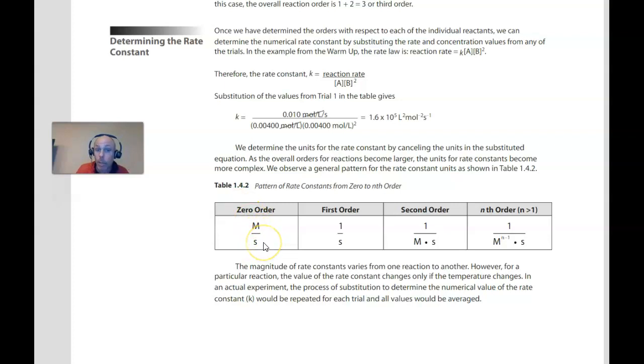0 order, molarity is to the minus 1. If it's first order, it's just 1 over seconds. There is no molarity. Or we could argue it's molarity to the 0. First order is molarity to the 0, whereas 0 order was molarity to the minus 1. If it's second order, it's molarity to the power of 1 in the denominator. If it were third order, by the way, it would be 1 over molarity squared times seconds. And if it's nth order, whatever that overall order is, it is 1 over molarity to the n minus 1 times seconds. What that's telling us is that the exponent for molarity in the denominator is always 1 less than the overall order.